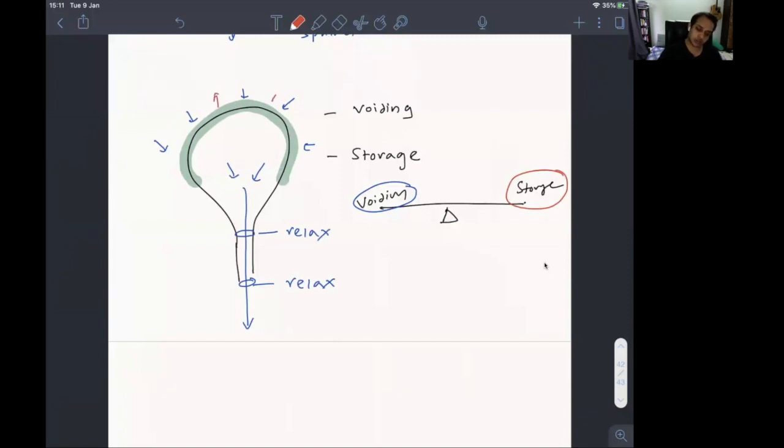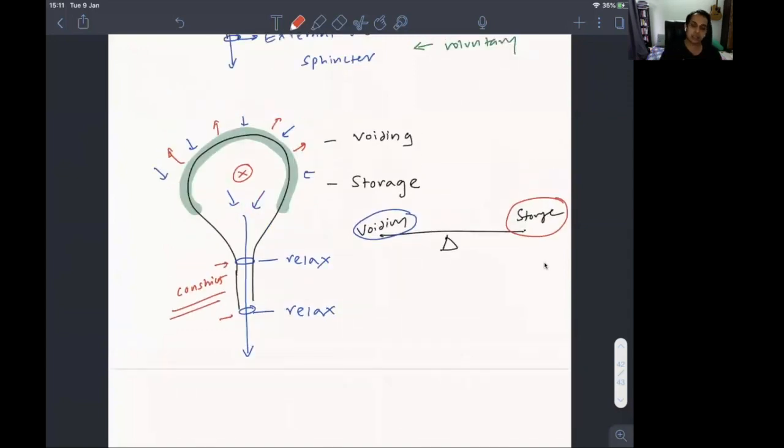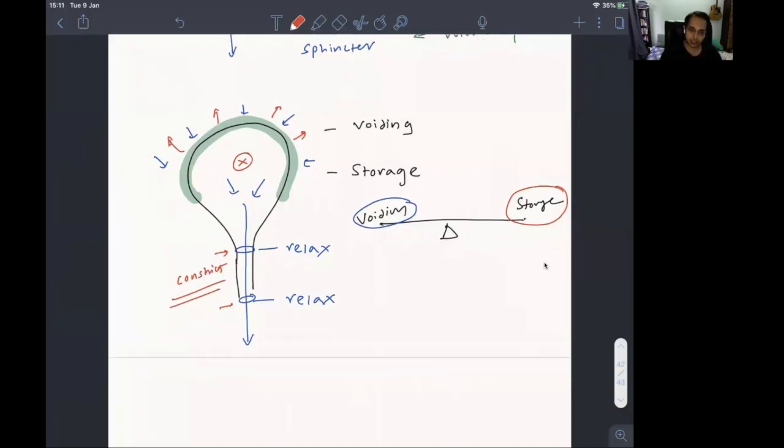And when we talk of storage, we mean the exact opposite. The detrusor has to relax. Therefore, the pressure will be decreased and the internal and external urethral sphincters both have to constrict. And this will lead to a storage state. So these are two opposite systems and both of them have to work in harmony, because sometimes the urine has to be stored and sometimes the urine has to be voided. And if there is a dysfunction in either one of these, then we call it a bladder dysfunction.